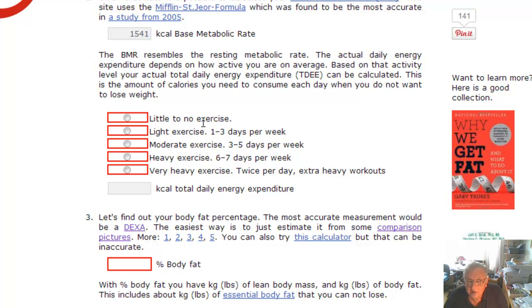So let's look at this little thing here. Little to no exercise, light exercise 1 to 3 days a week, moderate exercise 3 to 5 days a week, heavy exercise 6 to 7, very heavy exercise twice a day, extra heavy workouts. Now I suspect that none of us is doing that, so let's just go for this light exercise 1 to 3 days a week. So this has taken us up from 1541 to 2119 calories just to keep us alive, our current size, moving around.